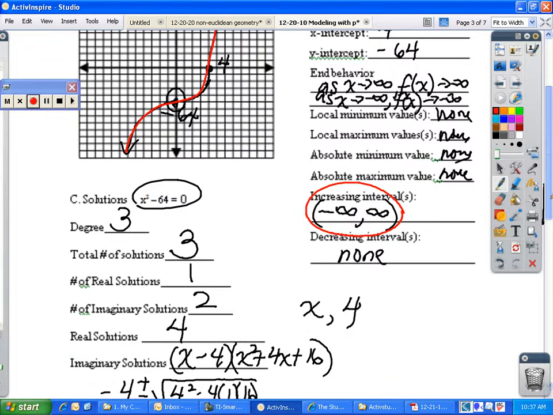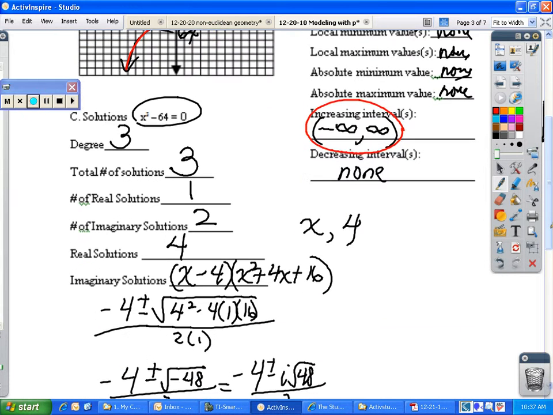In order to be able to get the solutions for this function, you know that since the highest power is 3, the degree is 3, and there should be a total of 3 solutions. This graph only crosses the x-axis one time in the graph. Therefore, you have 2 imaginary solutions that you need to find by factoring. Your real solution is 4.